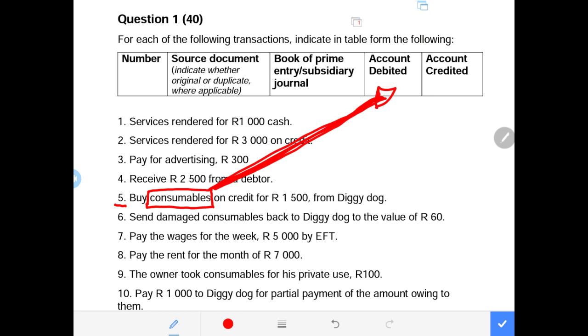Then the next question will be, how did we buy? Did we buy for cash? If we buy for cash, bank will be affected. If we buy for cash, bank will decrease on the credit side. So we'll record bank.